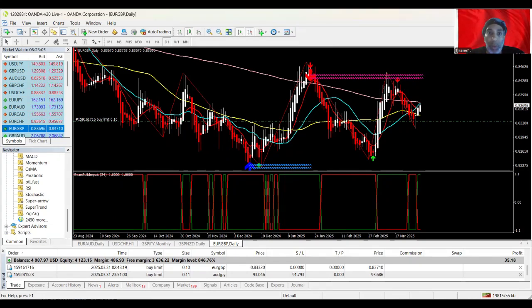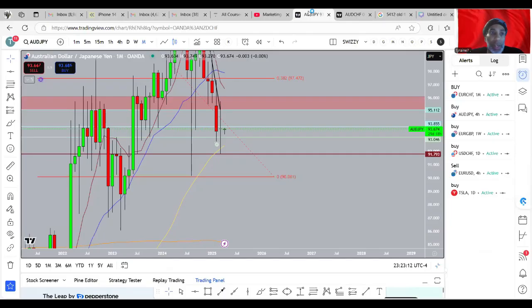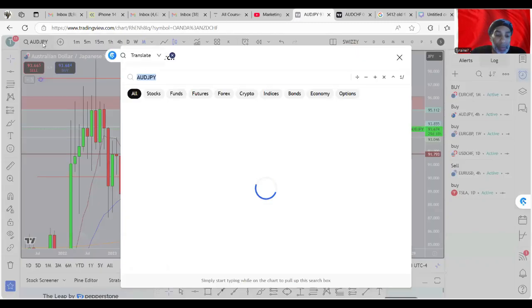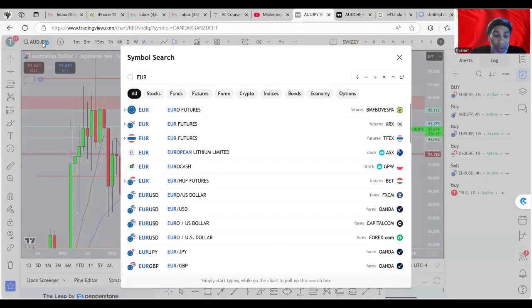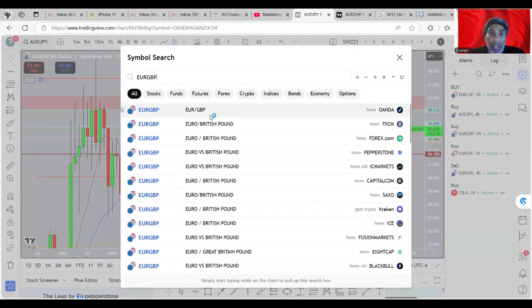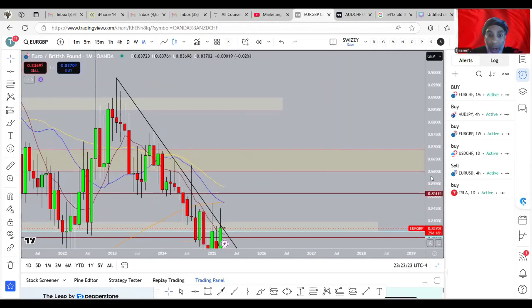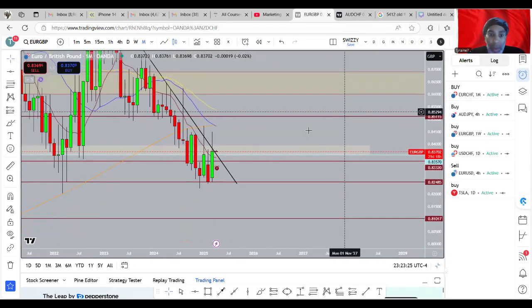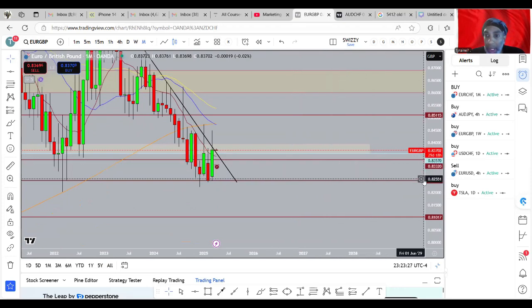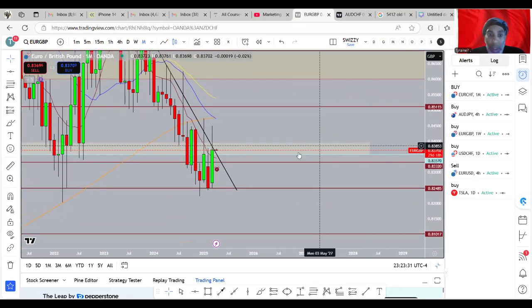We're going to go back over to TradingView, and then we just draw it up over here. Euro GBP, draw that up. Bam, here we go. This is where my buy is, 0.83320, right here. I have a buy.